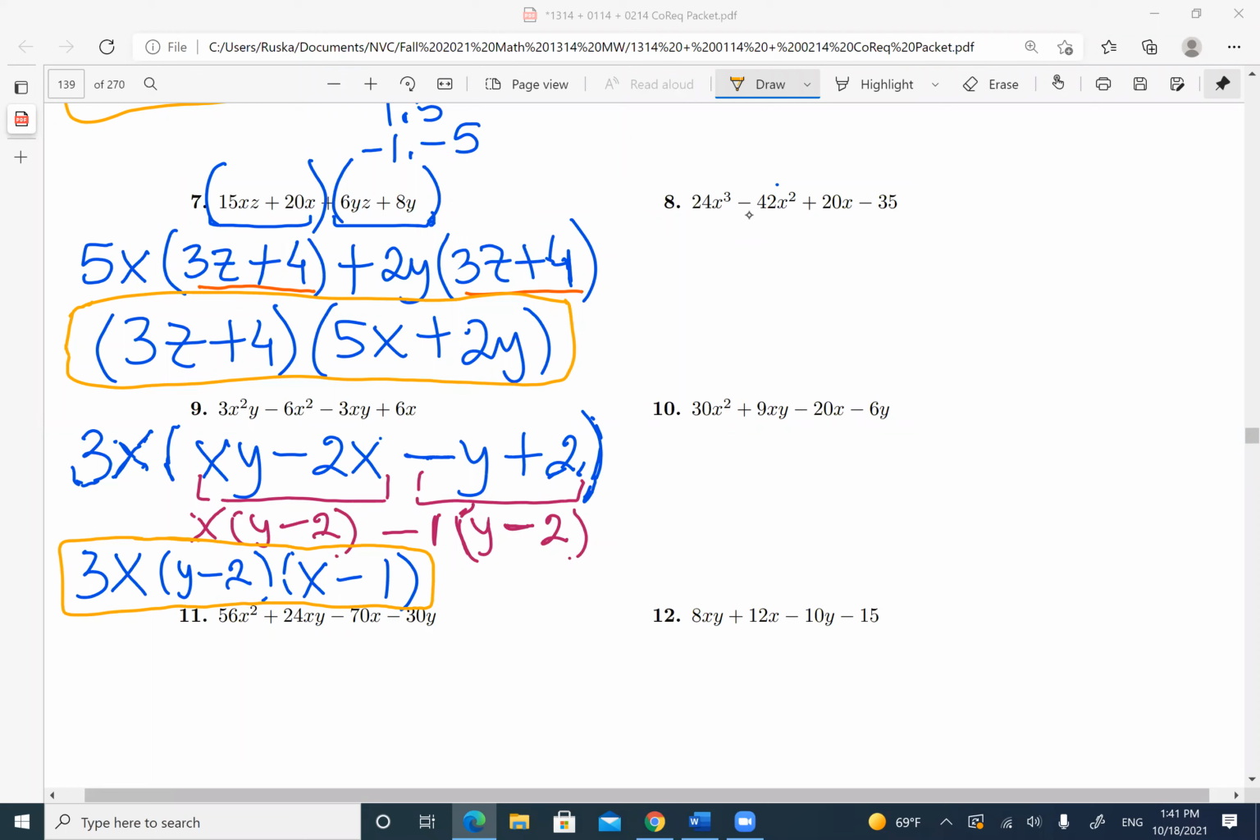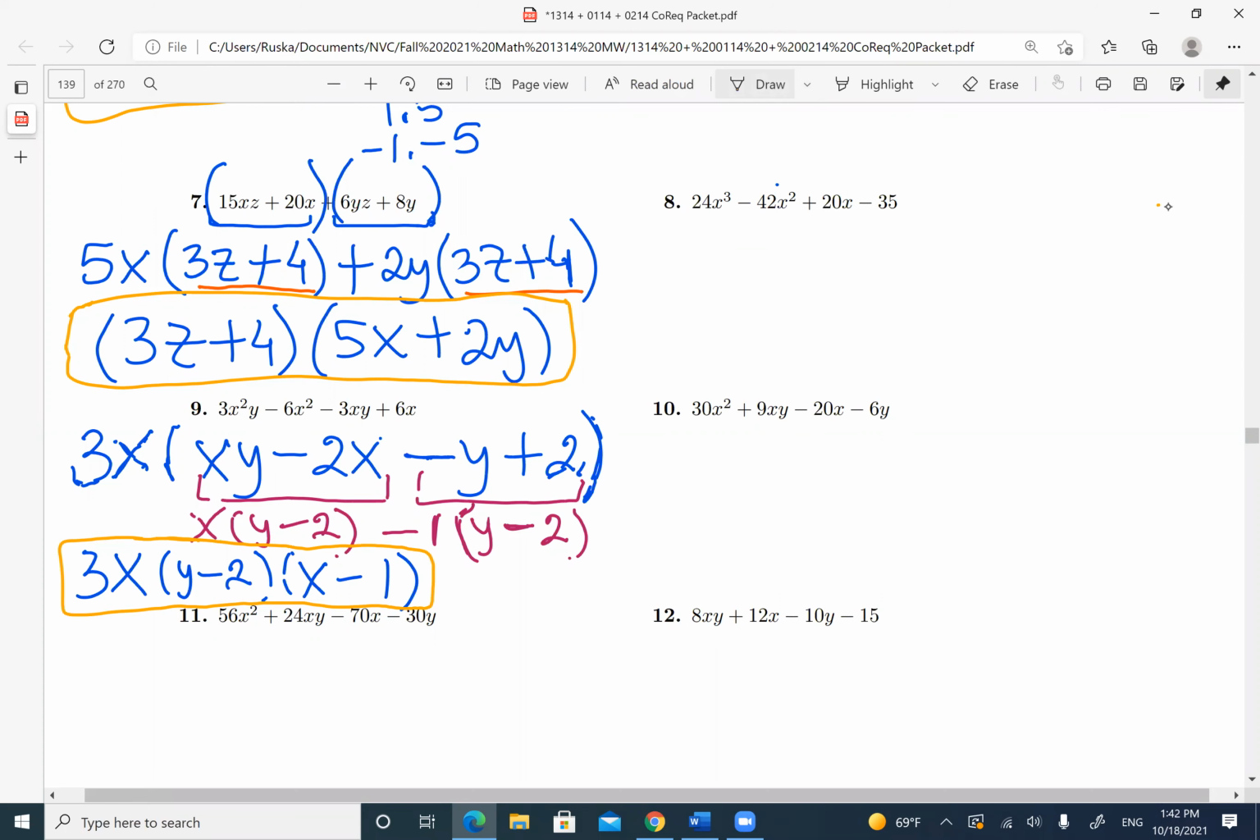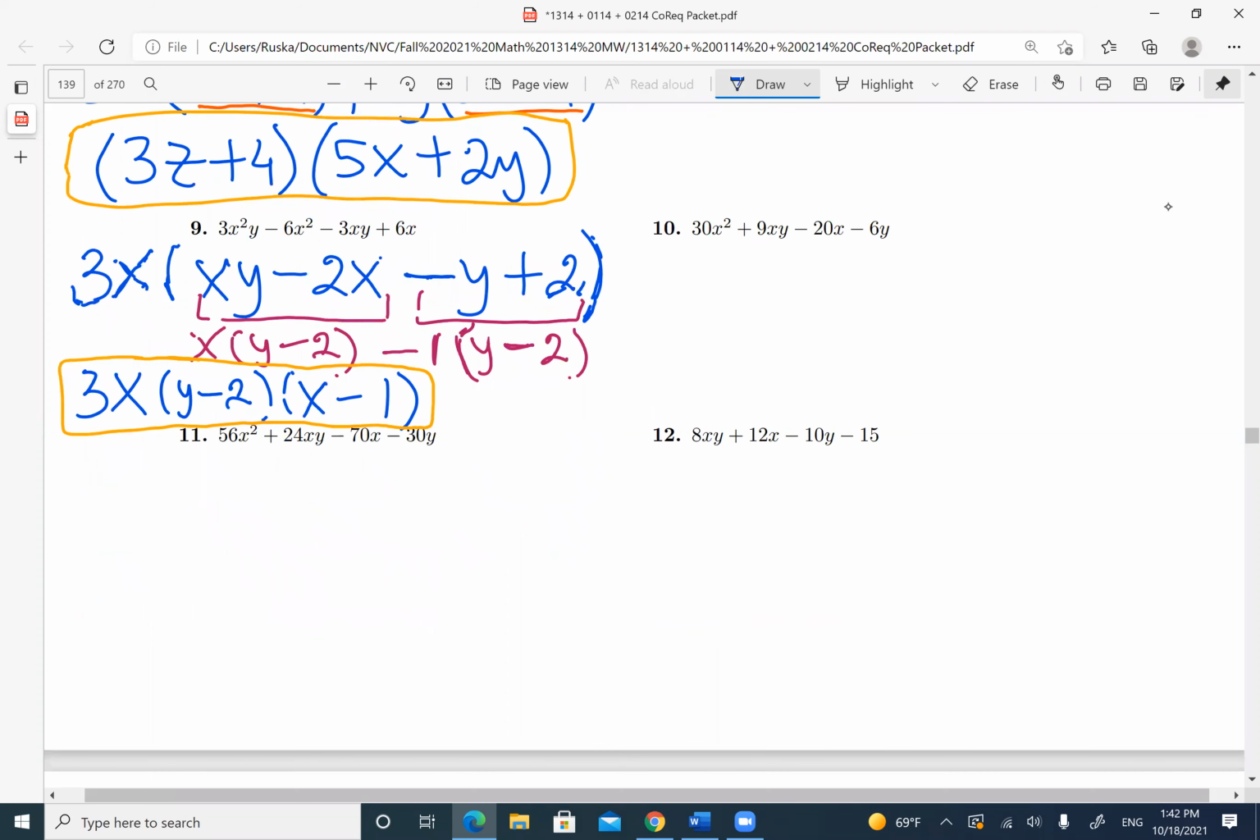Or no more? Did you guys get it? 11? Okay, let's do 11. So number 11, we have what we have here. We need to look at the numbers: 56, 24, 70, 30. So what are they divisible by?